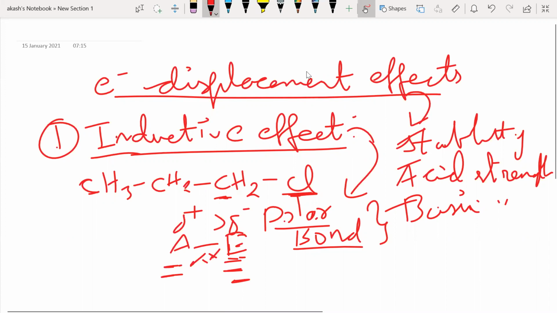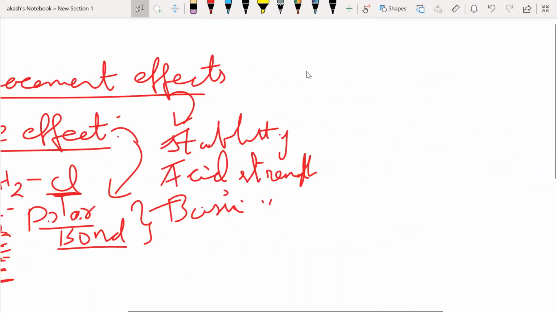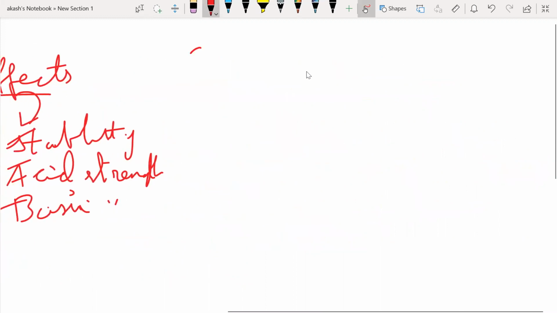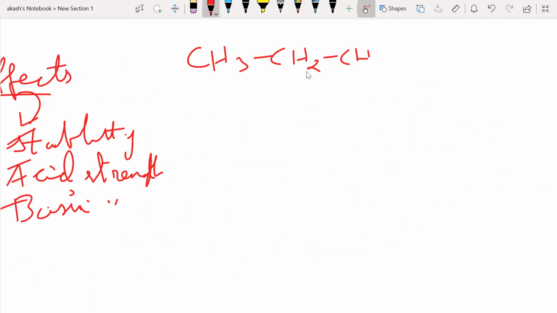So what is going to happen? Same thing: I'm going to have a separation of charges. Maybe I'll make some space. Again I write the compound: CH3, CH2, CH2, and Cl. As I told you, this C-Cl bond is polar, so I am going to have a partial negative charge on this chlorine atom and a partial positive charge on this carbon atom.